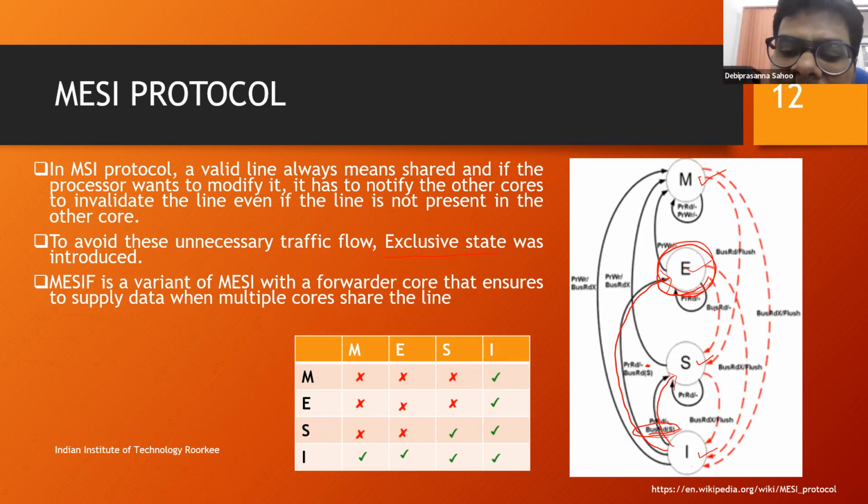Now at E state, if you are trying to do a read, you can do that. It's just a self loop. And at E state, if you want to do a write, you do not generate any bus transaction. You simply write onto it and make it modified state.